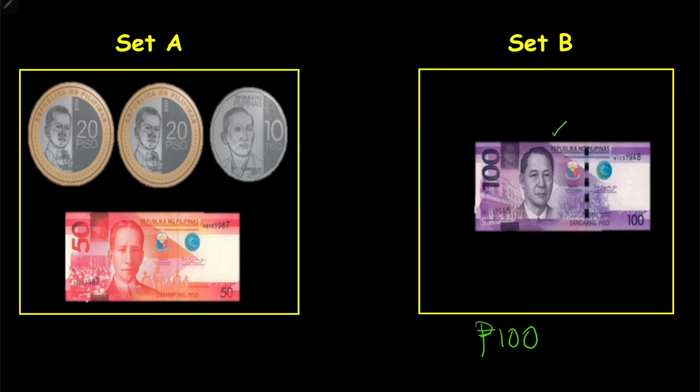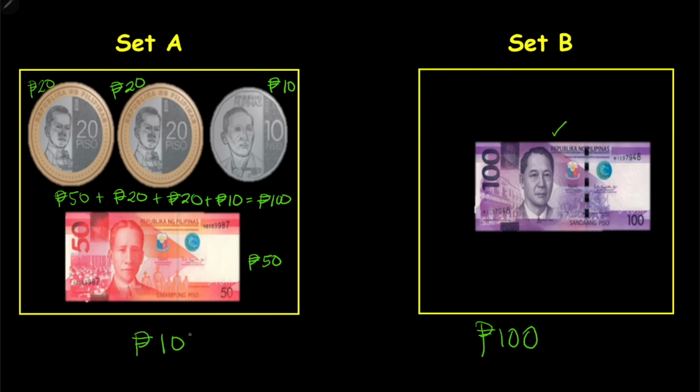But how about in set A? Let us identify the denominations of each coin and bills. So we have two 20 peso coins worth 20 pesos each, one 10 peso coin which is worth 10 pesos, and we also have a 50 peso bill worth 50 pesos. So we add all the denominations. We have 50 pesos plus 20 pesos plus 20 pesos plus 10 pesos. That's equivalent to 100 pesos. So, the amount of money in set A is 100 pesos.